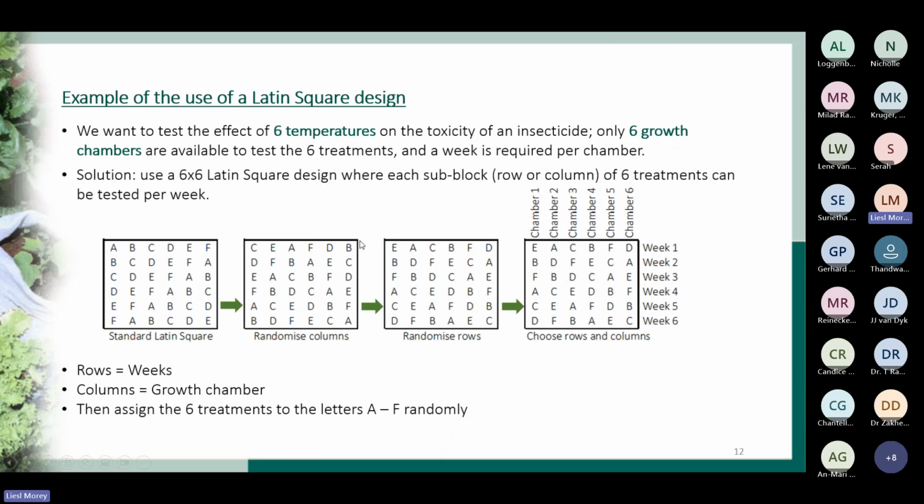After you've randomized your rows and columns, you're going to decide, am I going to use the rows as my weeks and the columns as my chambers, or the other way around. So a chamber would be set at a specific temperature. You'll randomly decide which letter is which temperature. So in week 1, chamber 1 will be set at temperature E, which might be 30 degrees. And then in the next week, each one of those growth chambers will be set at a different temperature.